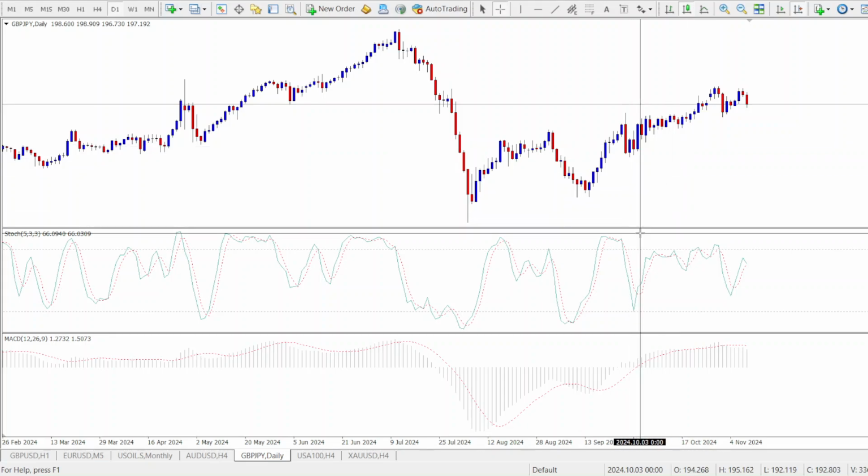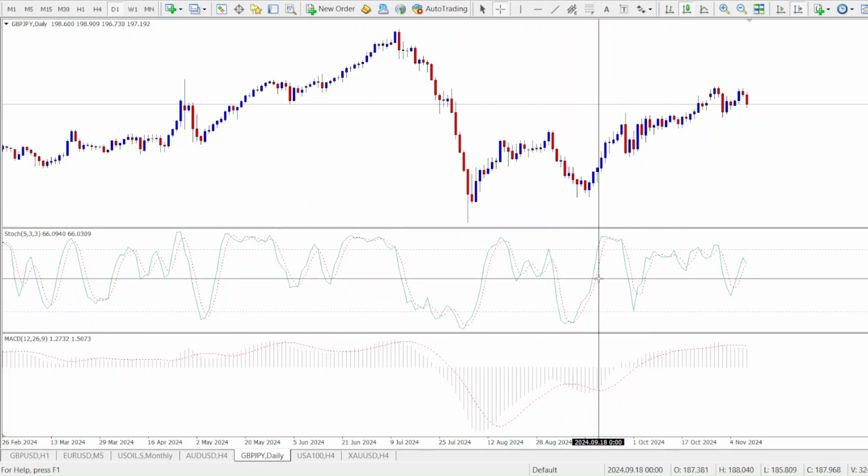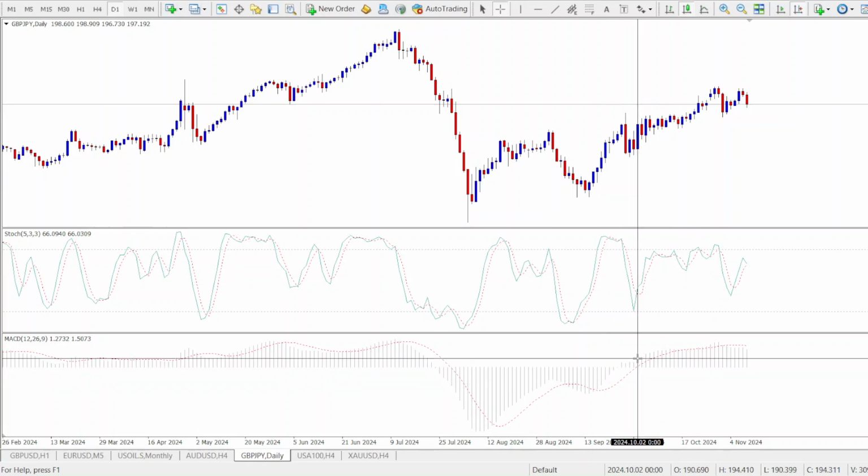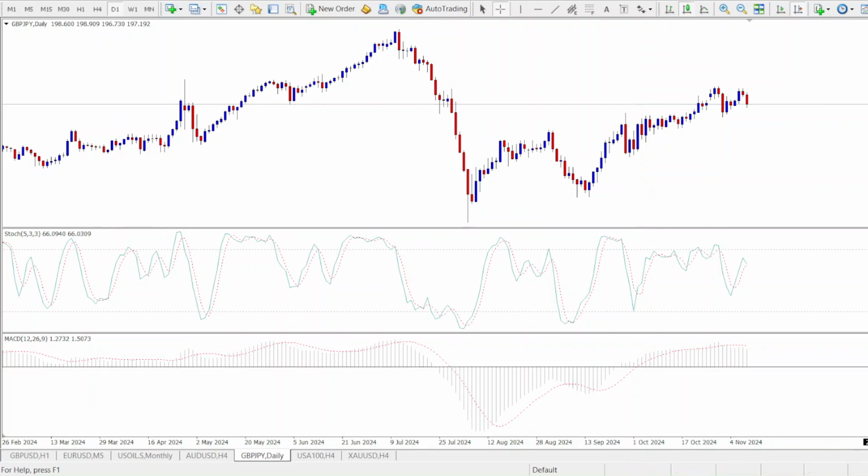Make sure you always get a confirmation. You will use the stochastic to find the signal and then wait for a corresponding confirmation, a corresponding signal rather, from the MACD.